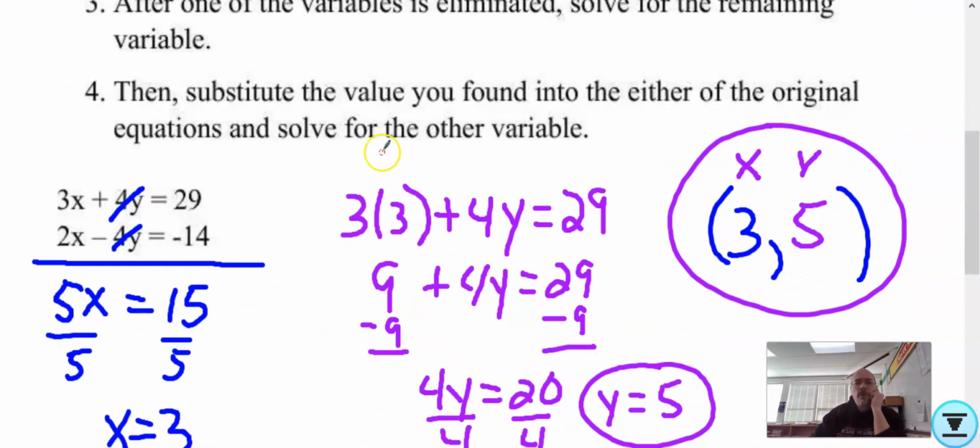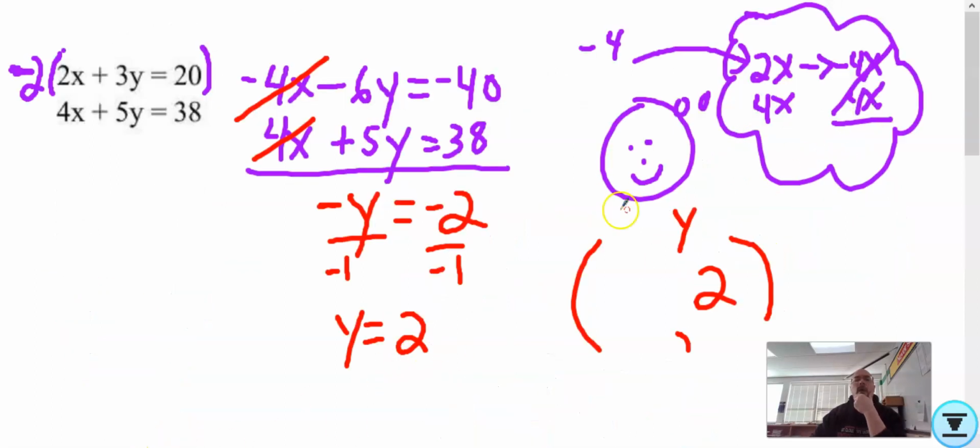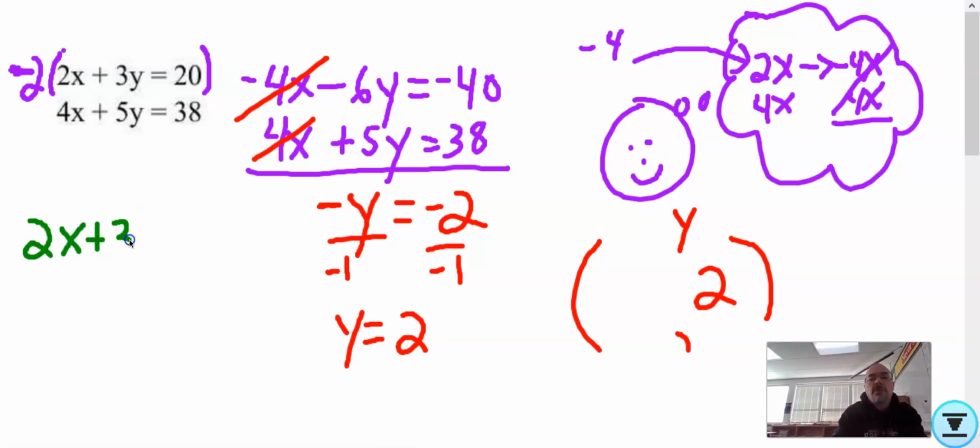Number 4, substitute the value you found into either of the original equations. Okay, well, I'll just pick the top one again. I'm just going to use the 2x plus 3y equals 20 equation, but I'm replacing the y this time. So I'm going to take the top original equation, 2x plus 3, and replace the y with a 2.